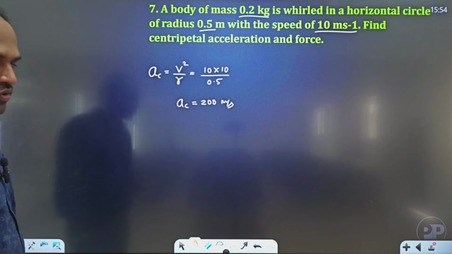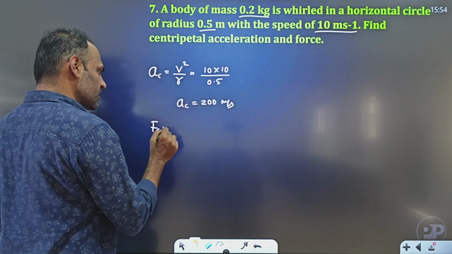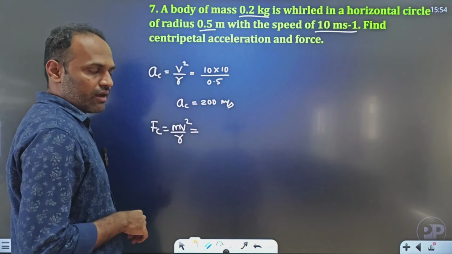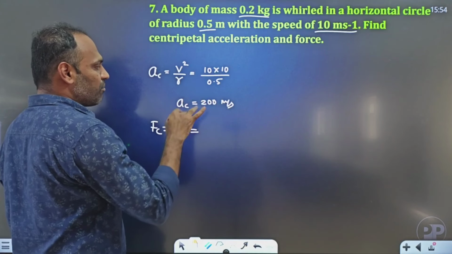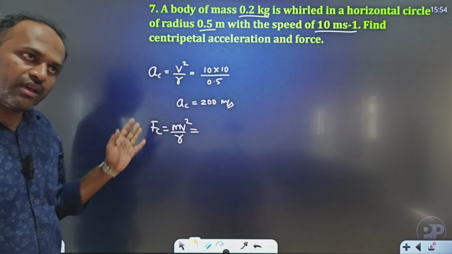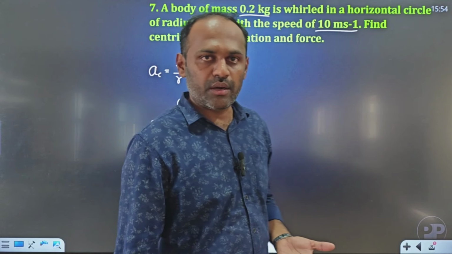Next, centripetal force. Centripetal force is given by mv² divided by r, right? So if you multiply this by mass, you get the centripetal force, because v² by r is already found. Multiply by mass, you will get centripetal force.